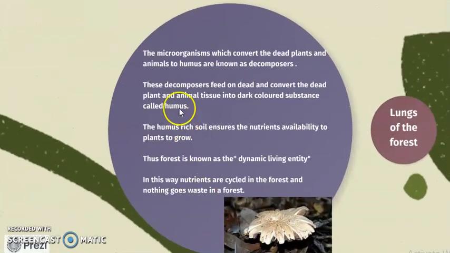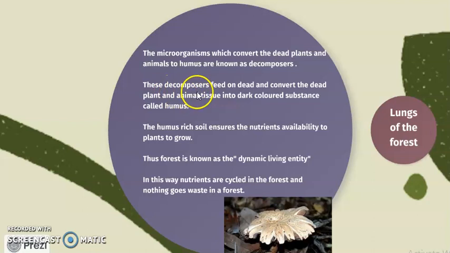Now let's see about the uses of the forest. The microorganisms, we know small minute organisms are called microorganisms. They are present in the soil, they are present in the air also, but in the soil there are various types of organisms. They will convert the dead plants as well as the animals to humus. They are called decomposers. So what are decomposers?